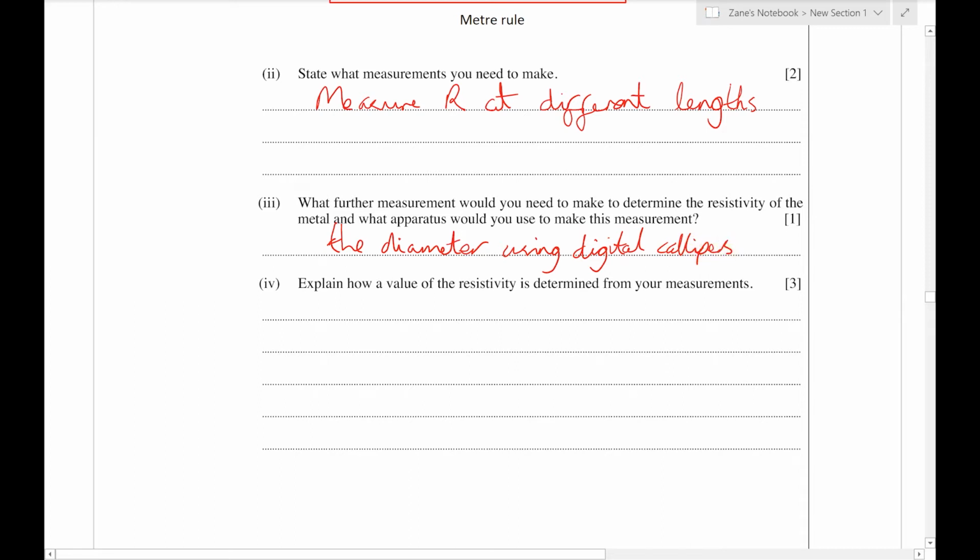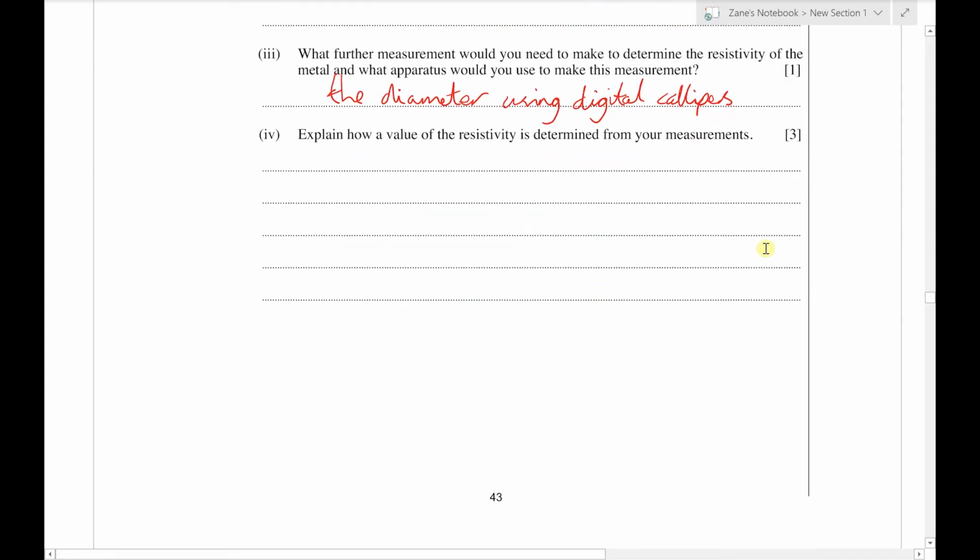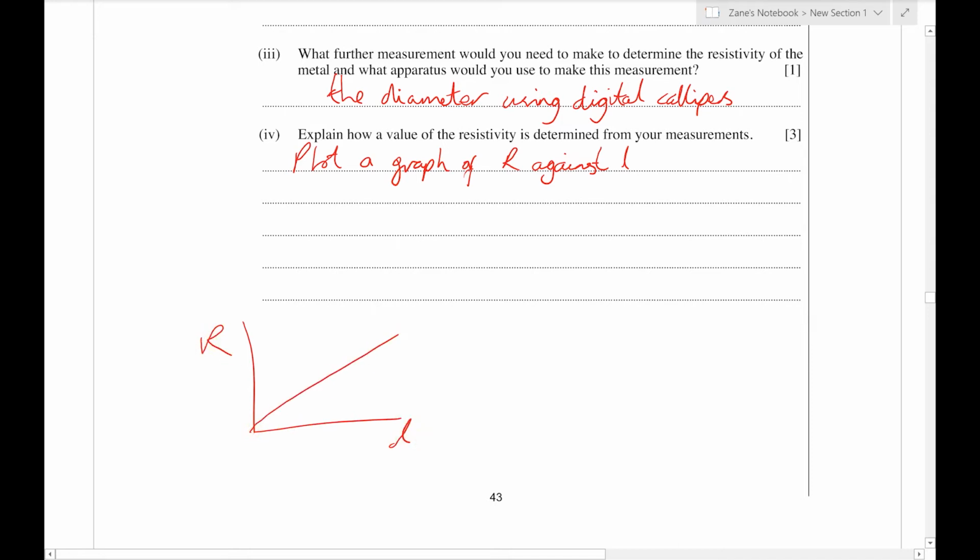Next, the question asks us to explain how a value of the resistivity is determined from our measurements. Well, the best technique is to plot a graph of R against L first of all. So a little sketch of this at the bottom of the page. Resistance against length should be a straight line through the origin.